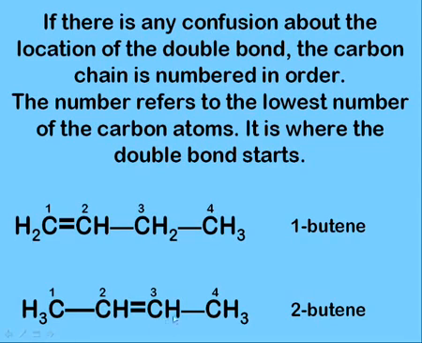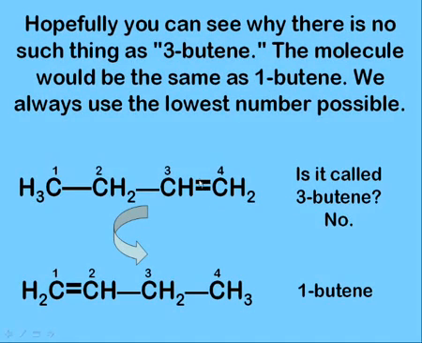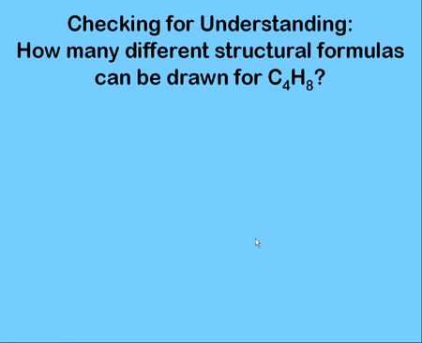And you might be wondering, is there a separate molecule known as 3-butene? Well, hopefully you can see why there is no such thing as 3-butene. We always use the lowest number possible. So by flipping this molecule around, it would become 1-butene. So the molecule 3-butene does not exist.